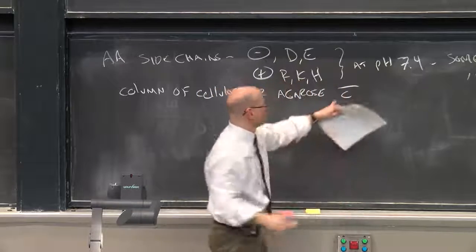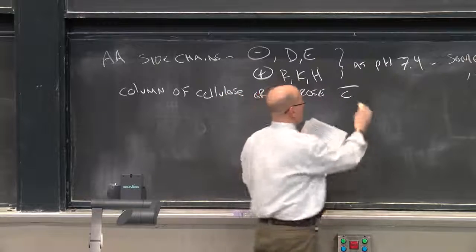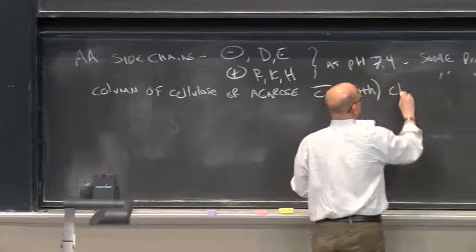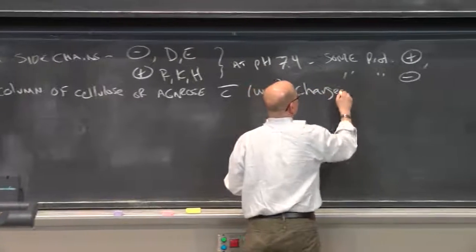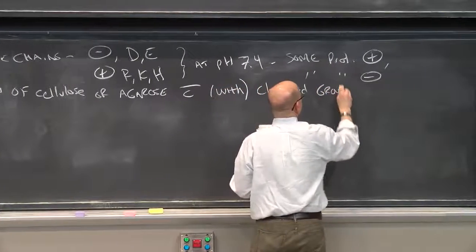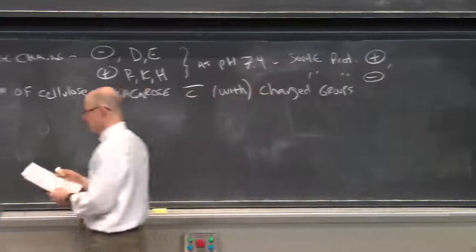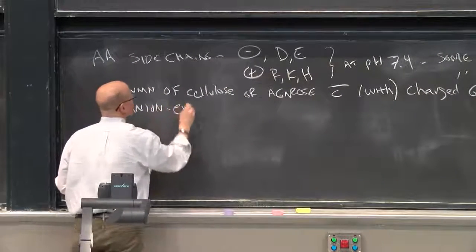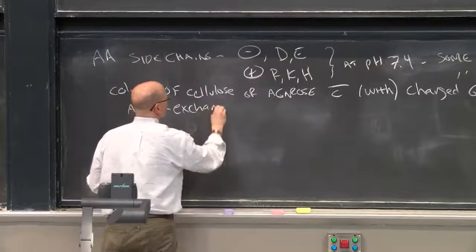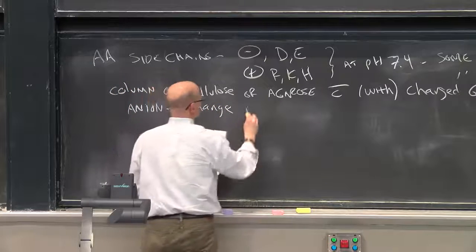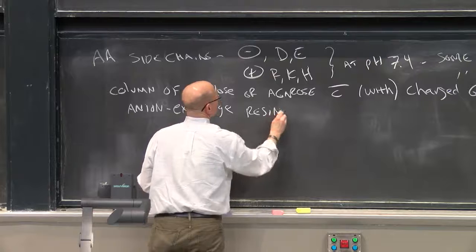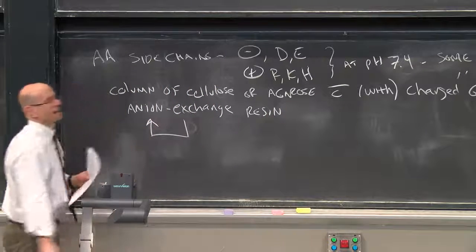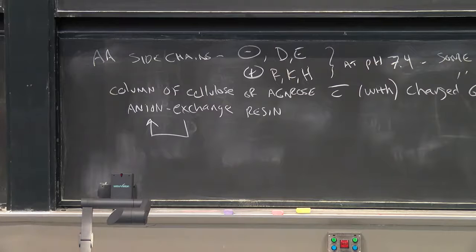I'm going to start using the letter C with a line above it as the word "with." It'll save us a step, okay? With charged groups. And the two best examples of this are what are called an anion exchange resin. Now, you guys probably know this, but let's just remind ourselves. An anion exchange resin exchanges what?